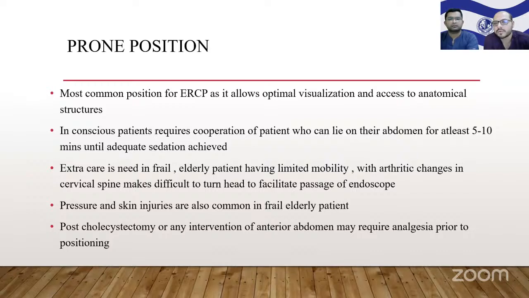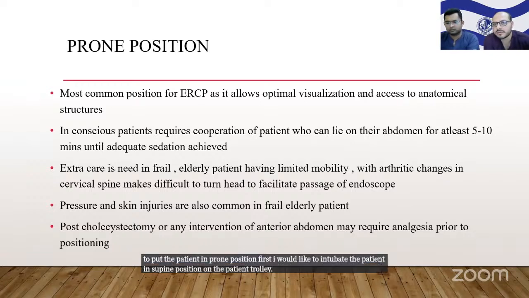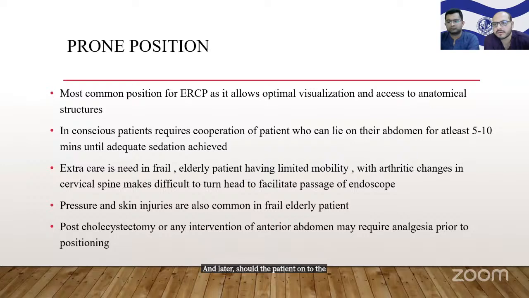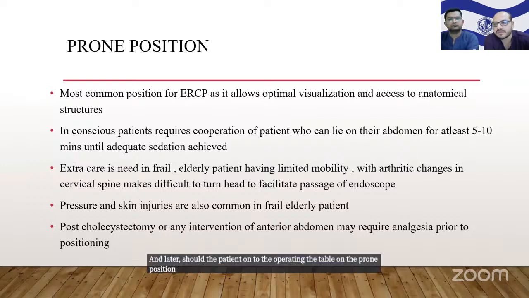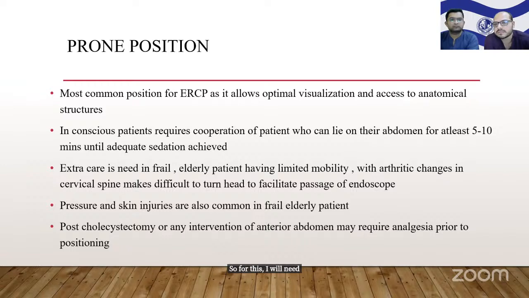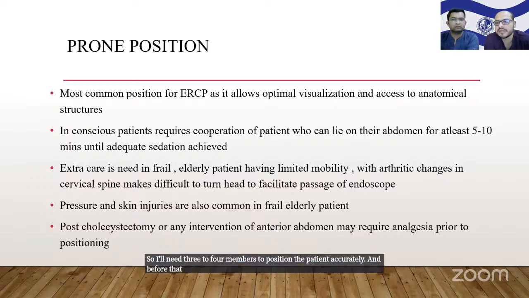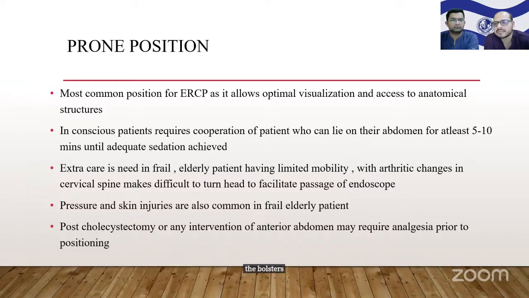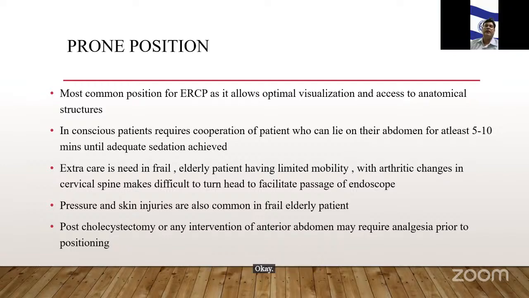To put the patient in prone position, first I would like to intubate the patient in supine position on the patient trolley, and later shift the patient onto the operating table in the prone position. For this, I will need manual support, sir. I'll need 3 to 4 members to position the patient accurately. And before that, in prone position, I'll be needing the bolsters and other paddings for the pressure points. Okay, that care you will take.